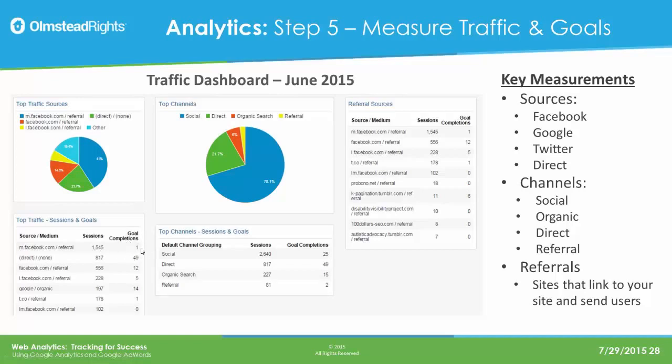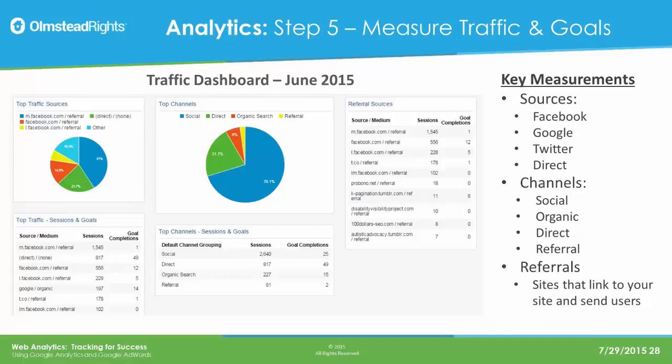Unfortunately, only one person from Facebook actually engaged with one of the goals. The people that came to the site by typing in olmstedrights.org, 817 came and 49 of them completed the goal. Typically, when you see direct, those are people that know something about your site, and you're probably going to have a much higher goal completion rate for those than you would for someone coming from social media. Social media is less task-oriented, so it's great for creating awareness. It's not as good for creating engagement.